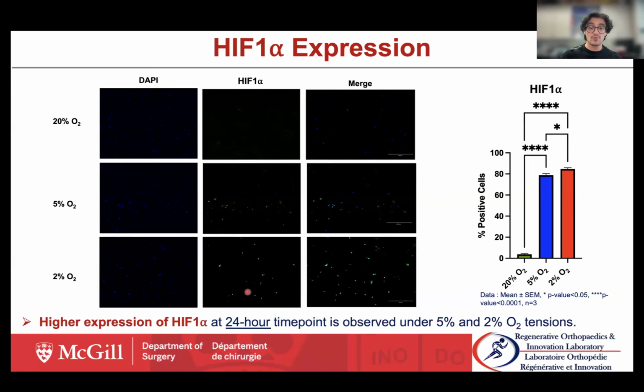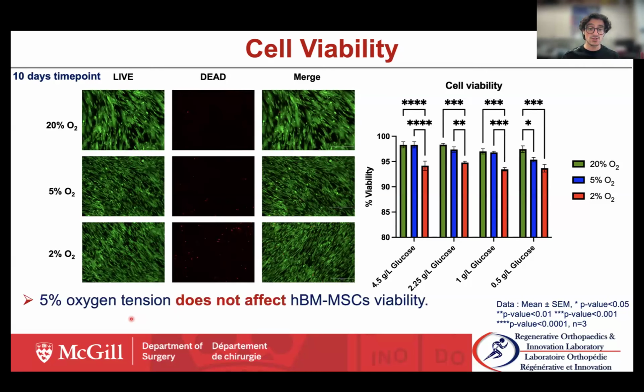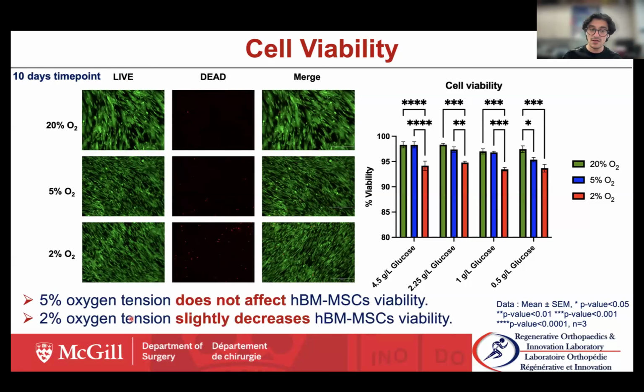Now, we then wanted to look at cell viability. So whether this is actually feasible and we can sustain it for a long period of time, whether these cells are able to withstand these conditions. As you can see through this live/dead assay, the cells glowing green are live versus the cells glowing red are dead, as Dr. Rosenzweig previously mentioned. We can see that 5% oxygen tension does not affect human bone marrow derived mesenchymal stem cell viability, with 2% slightly decreasing it.